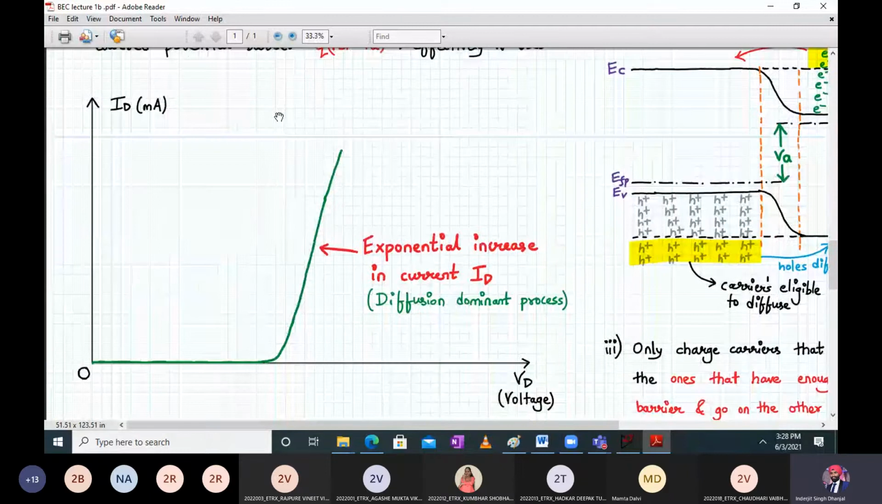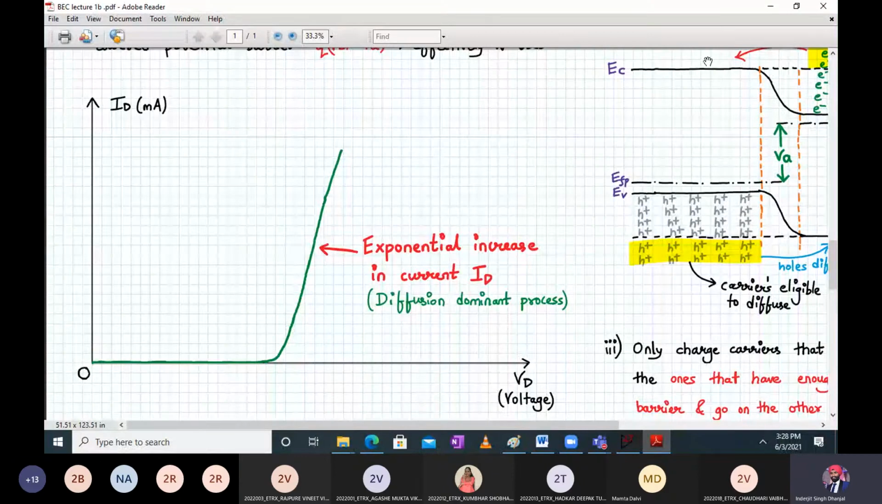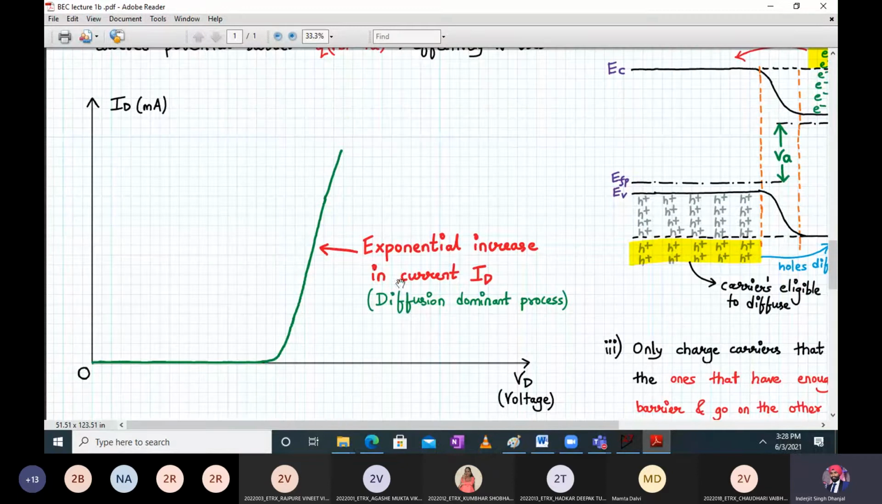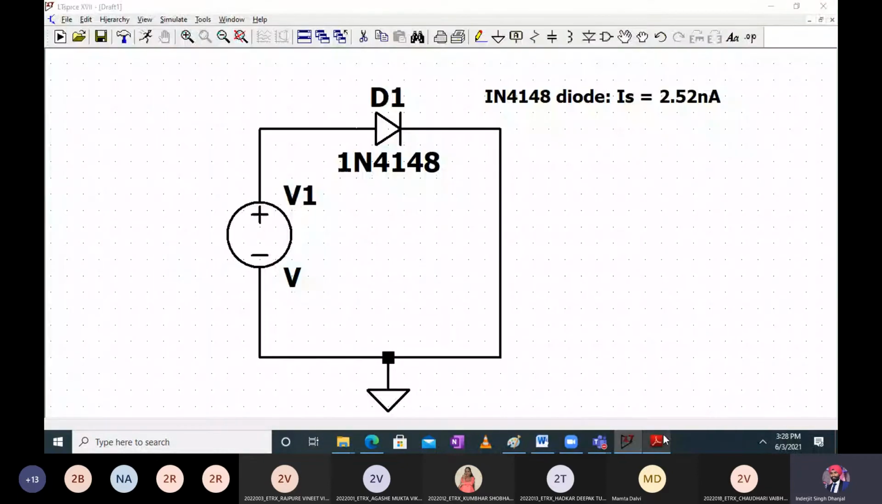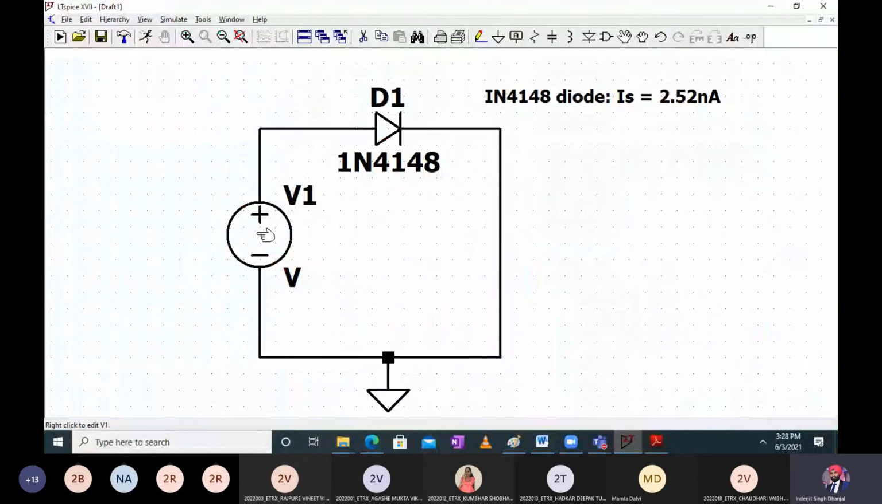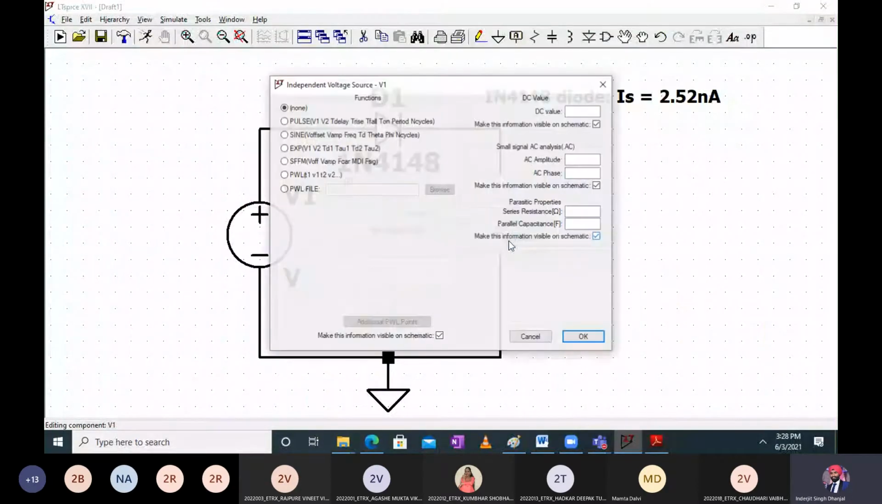It is a plot of ID, which will come in milliamperes, versus VD, diode voltage versus diode current, in the forward bias. Exponential nature it should be. And the theory behind it we have already covered in the class. Now to do that, we have to vary the supply voltage. Right now the name is V1. So right click on it, click on advanced. None is selected, right? Click on OK.